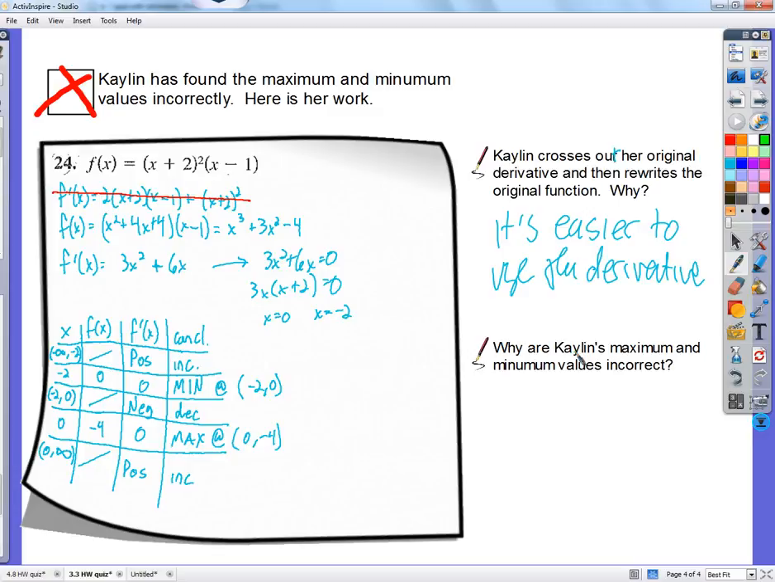Okay, and second question, why are Kaylin's maximum and minimum values incorrect? Are they only relative? She didn't want to look at the original function. No? What do you mean by she didn't plug them into the original function? She didn't plug the negative 2 into the original, like f of x. Or f of 2 equals 2 plus 2 squared.